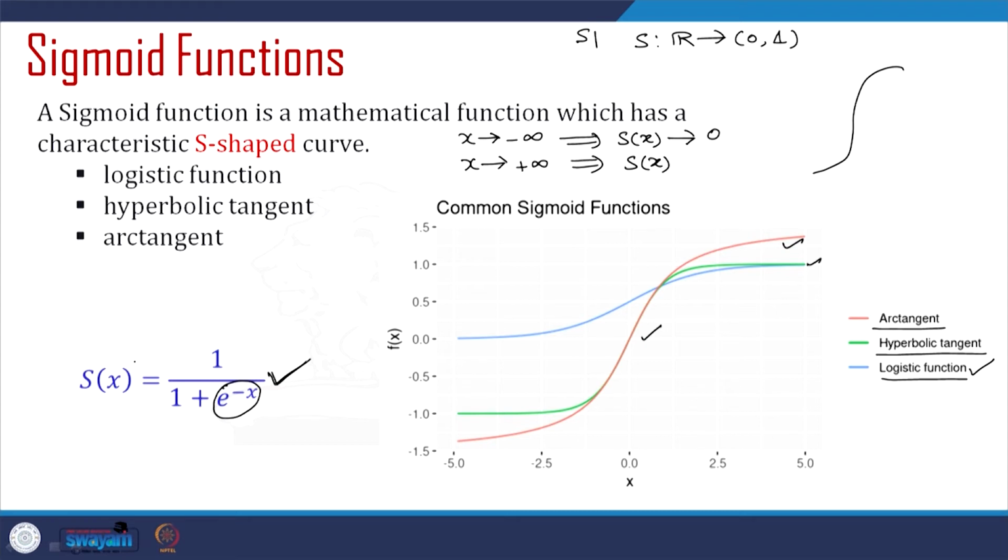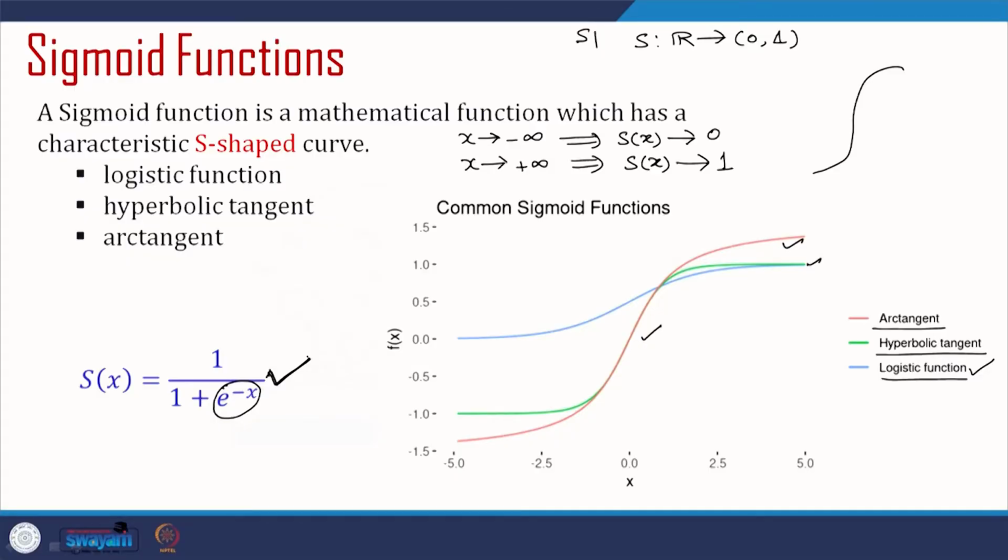So, overall S will tend to 1. This function is bounded between 0 and 1, which is a very nice property. When we say a function has values between 0 and 1, it means the range of the function is 0 to 1, and we get a feeling of probability. That is the first reason for using this function in logistic regression.